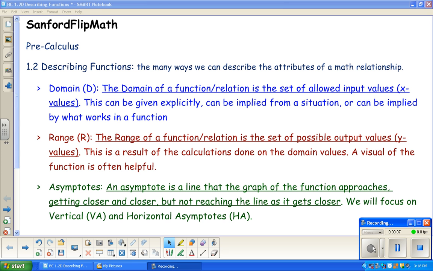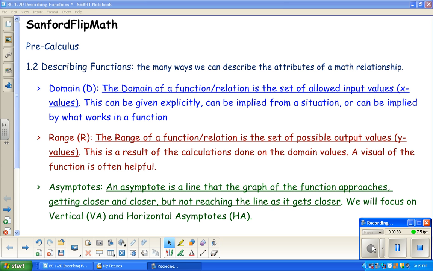This is, I believe, the fourth and final installment of section 1.2. We're talking about describing functions for PreCalculus. 1, 2, and 3, A, B, and C covered all of the different attributes, and this one is merely here to give us some more examples. That is the whole purpose of this. So no new notes, just some more examples. So just a quick speedy recap.